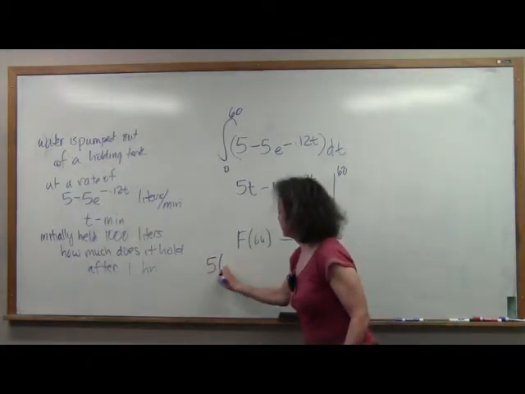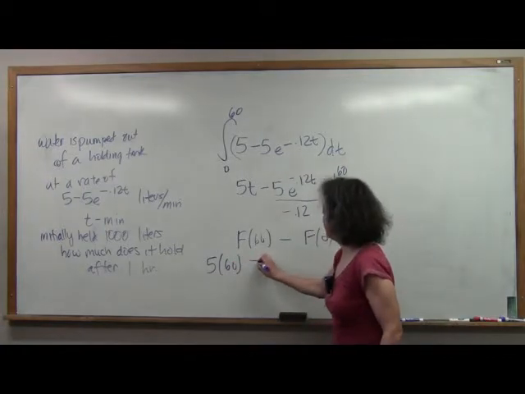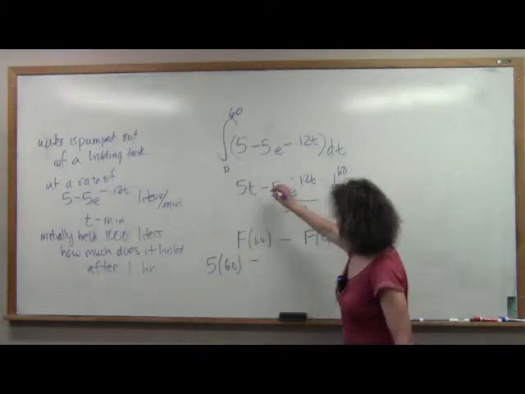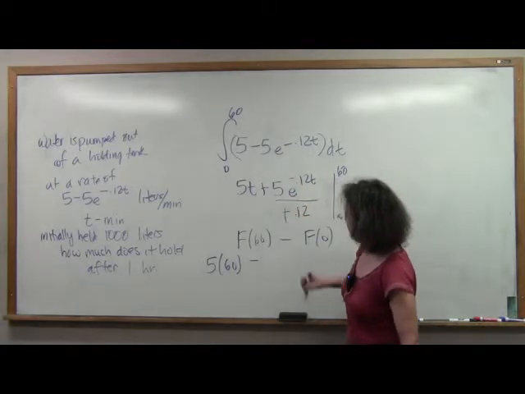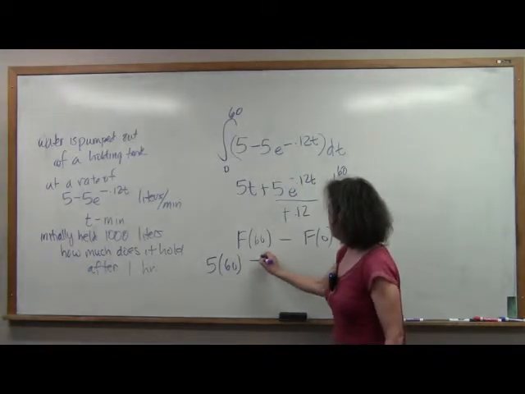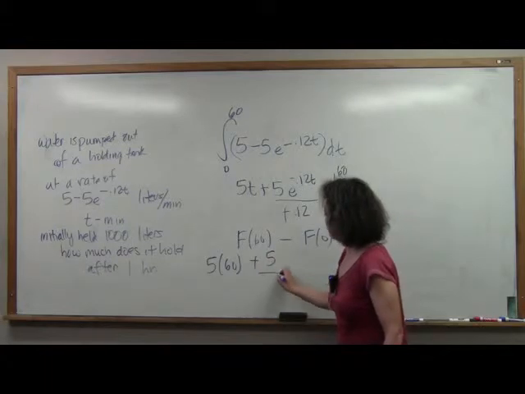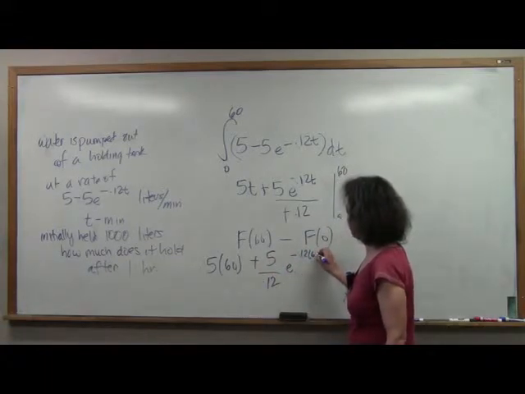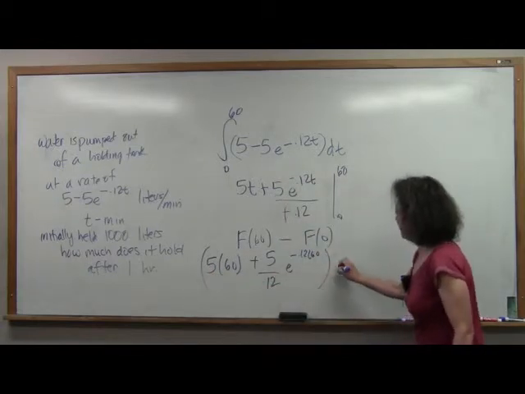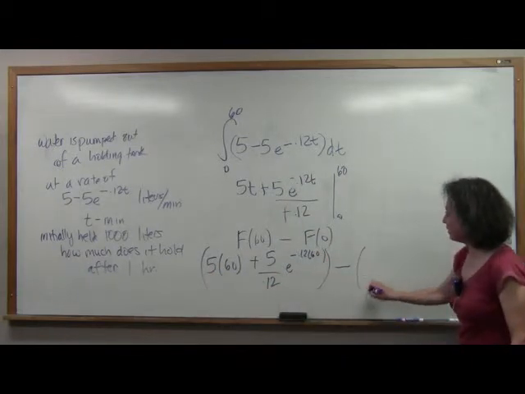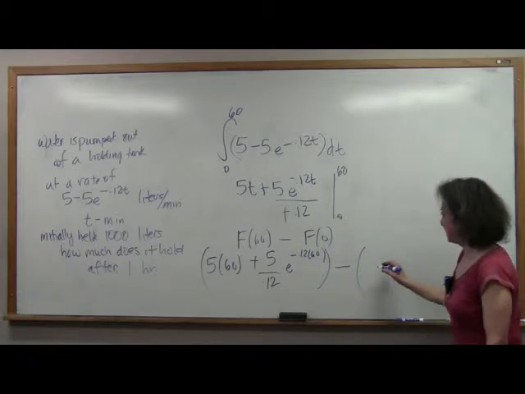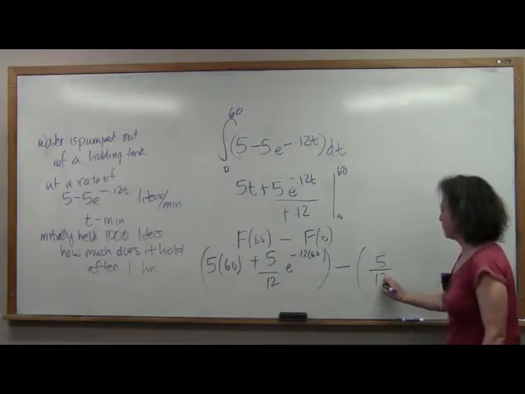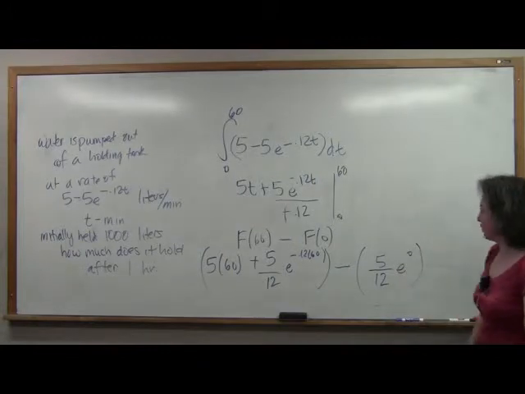Well, if we plug in 60, we have 5 times 60. Notice I'm going to be using my calculator here anyway. The only thing I'm going to do is simplify that that's a positive. So plus 5 over 0.12 e to the negative 0.12 times 60. And then we need to subtract off, well, 5 times 0 is 0. But we still have 5 over 0.12 e to the 0 power.